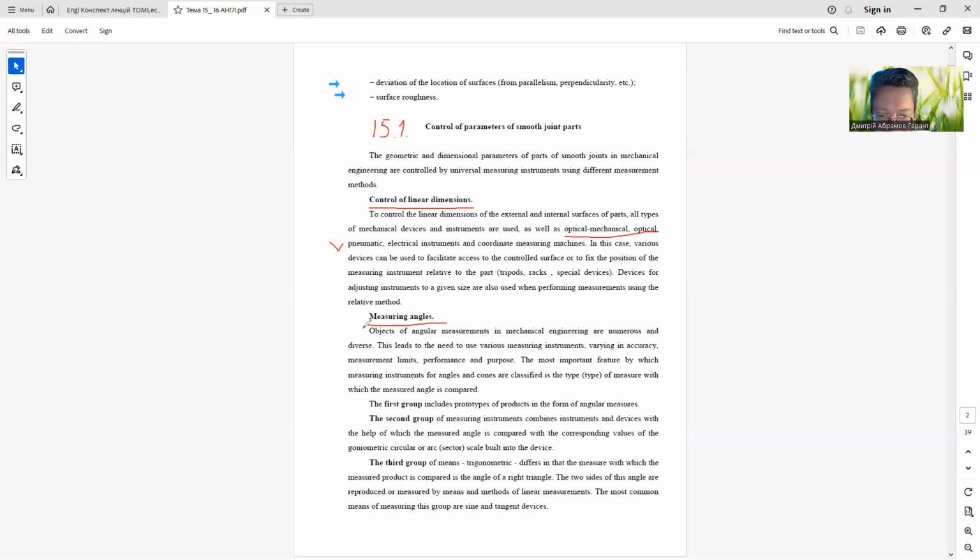The third group of means, trigonometric, differs in that the measure with which the measured product is compared is the angle of a right triangle. The two sides of this angle are reproduced or measured by means and methods of linear measurements. The most common means of measuring this group are sine and tangent devices.